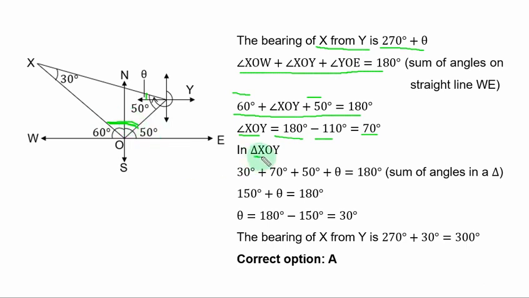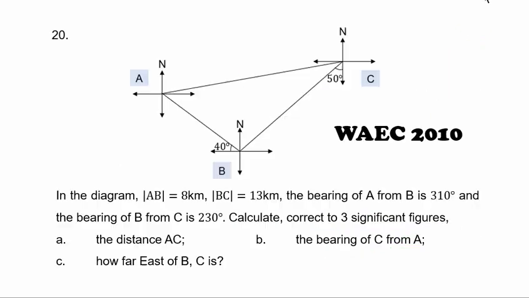In triangle SOY, if you add all the angles there, the sum is equal to 180 degrees. You have this result, and theta is equal to 180 degrees minus 150 degrees, and that is 30 degrees. Therefore, the bearing of S from Y is 270 degrees plus theta, which is 30 degrees, and you have 300. The correct option is A.